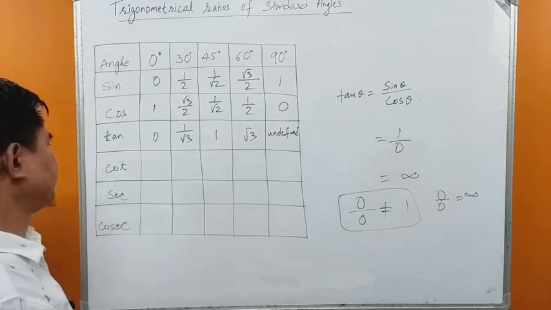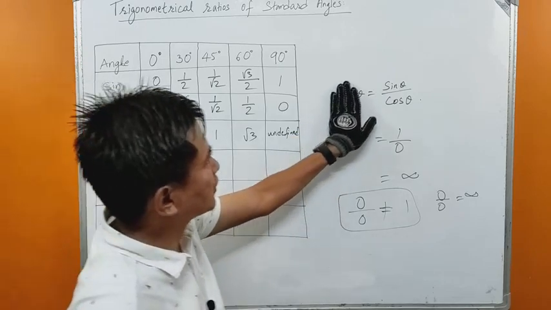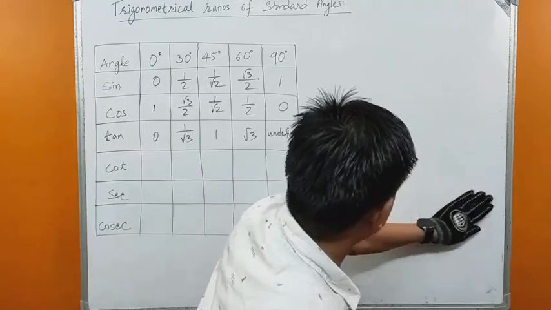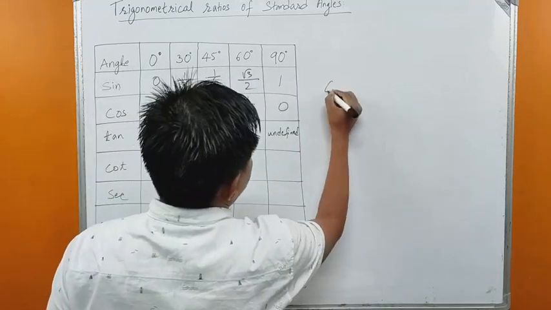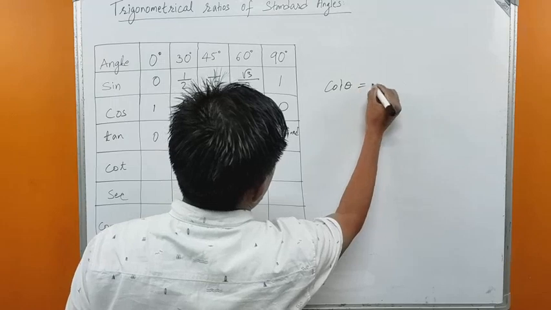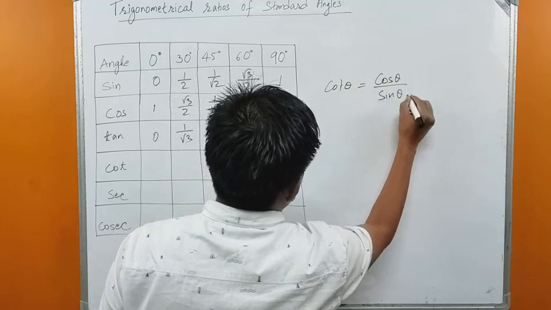Now we will write the value of cot. Cot theta means cos theta by sin theta, isn't it? Just the opposite of tan theta is cot theta. Cot theta means cos theta by sin theta.